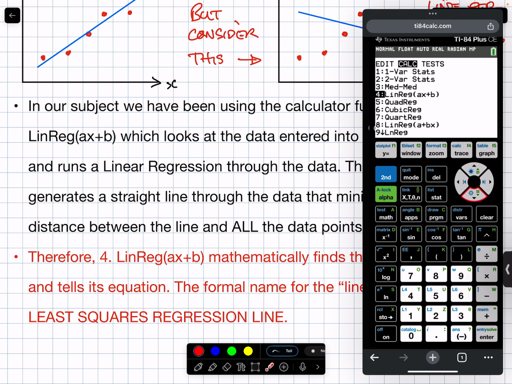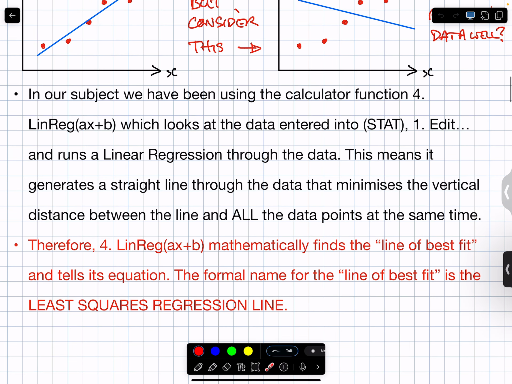Because I've just given you a lesson that's called linear regression. What do you reckon lin reg means? It means linear regression, okay? So what is linear regression doing? In our subject, we've been putting data into stat edit. And lin reg, what does that do? It runs a linear regression through the data.